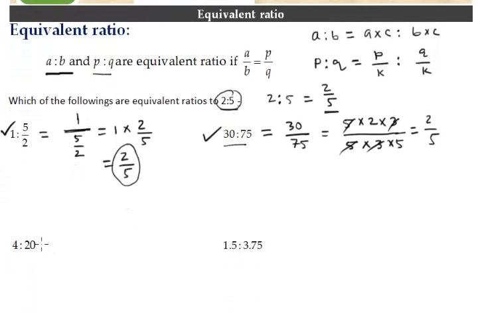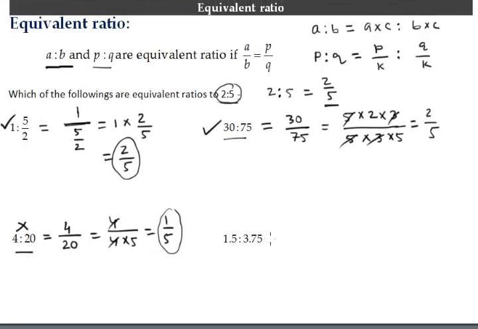Let us do the third example. 4 ratio 20, its fraction equivalent is 4 divided by 20. Now 20 can be written as 4 times 5. So the 4 and 4 will cancel, we will get 1 divided by 5. So this ratio's corresponding fraction value is 1 divided by 5, but the given ratio's fraction value is 2 divided by 5. So they are not equal. So this ratio is not equivalent to 2 ratio 5.